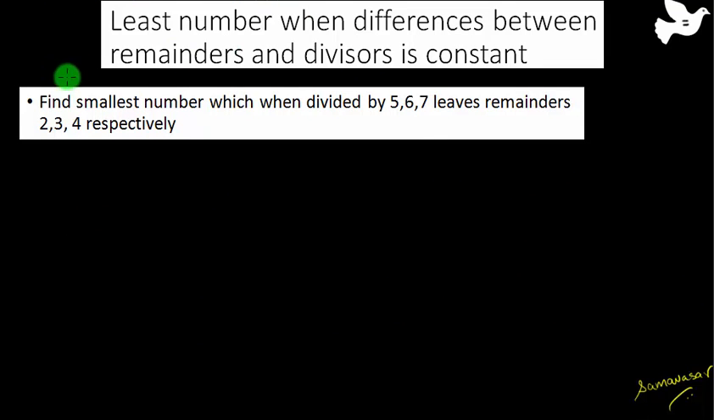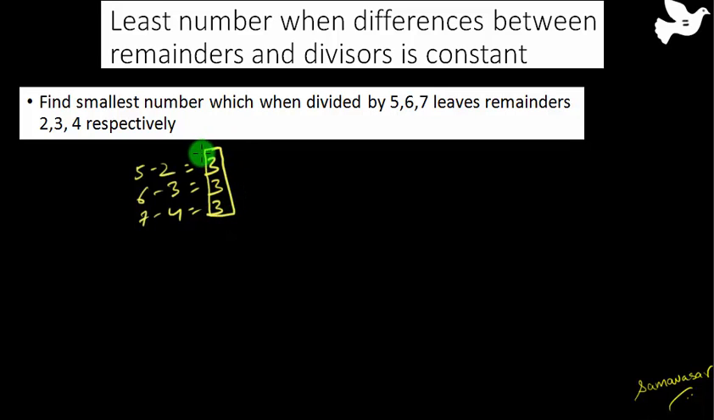Now here's another example, which is again very important. It is asked in the exams many times. What is the least number when the differences between the divisors and remainders is constant? Let me first show you an example. The question will be: find the smallest number which when divided by 5, 6 and 7 leaves the remainder 2, 3 and 4 respectively. In this case, you see that 5 minus 2 is equal to 3. Similarly, 6 minus 3 is again equal to 3, and 7 minus 4 is also 3. So this formula will apply whenever the divisors and the remainders, if I take the difference, I get the same number in all the cases.